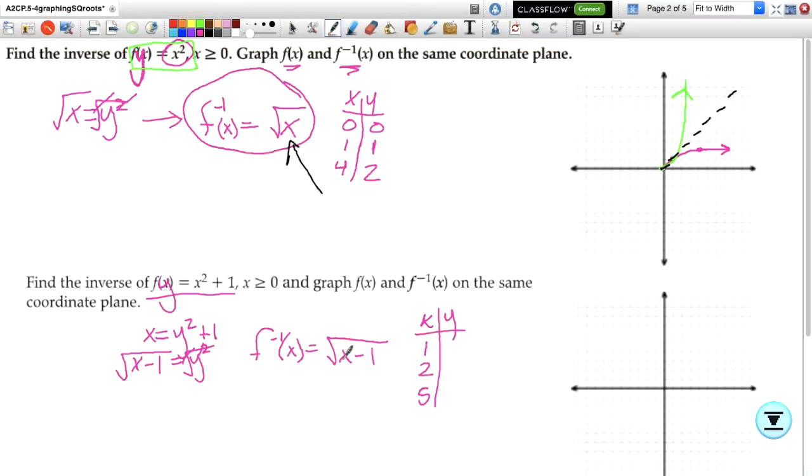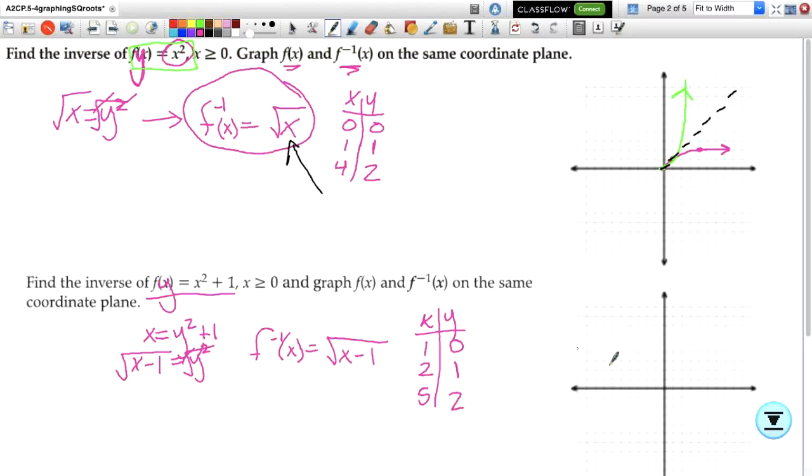So if I plug in 1 here, 1 minus 1 is 0. The square root of 0 is 0. 2, if I put a 2 here, 2 minus 1 is 1. Square root of 1 is 1. Lastly, I'm going to plug in 5. 5 minus 1 is 4. Square root of 4 is 2.